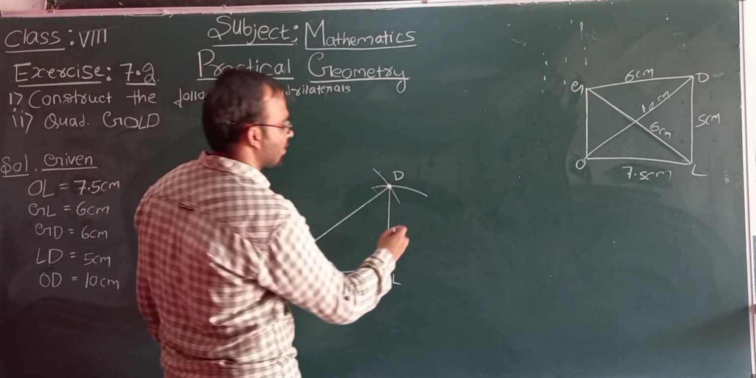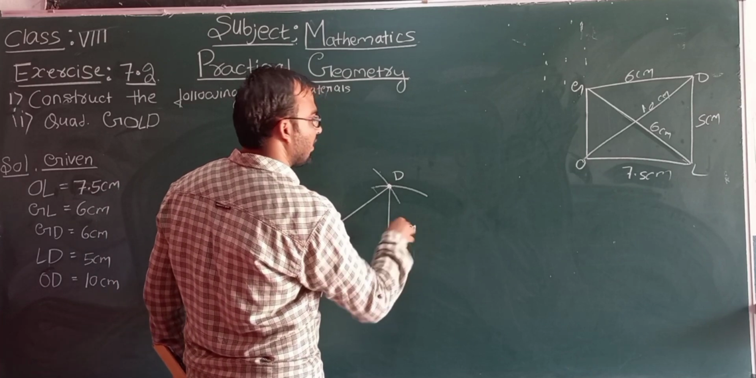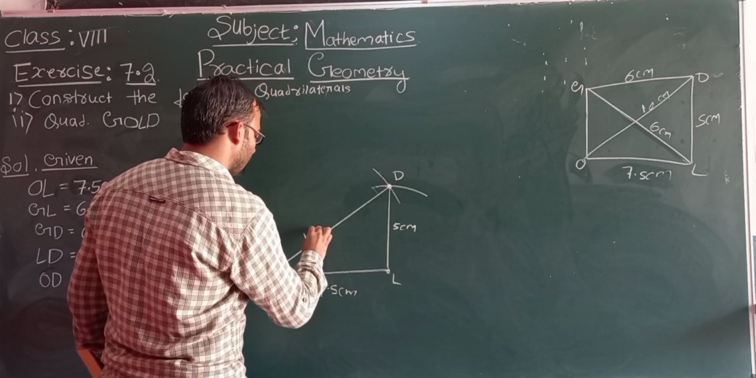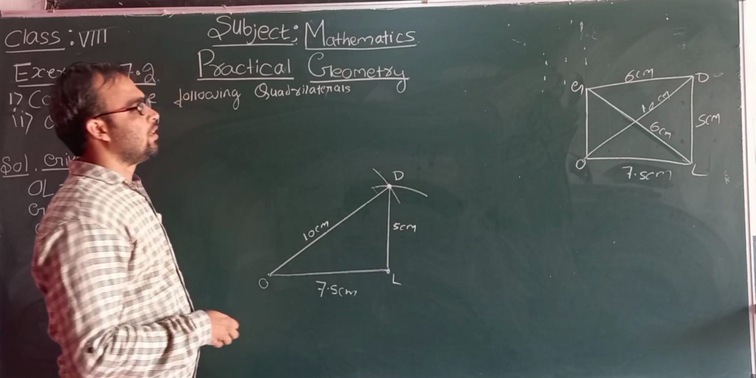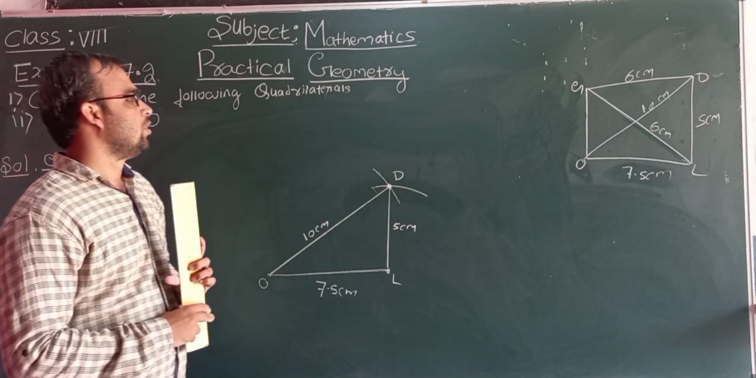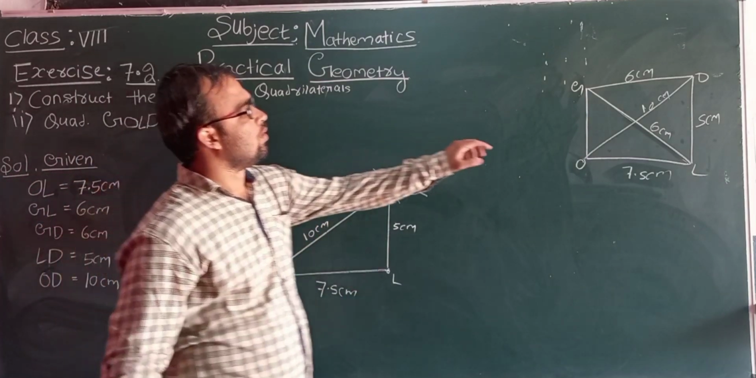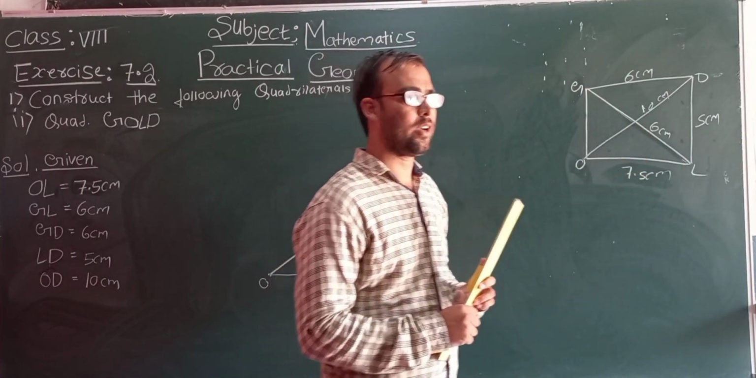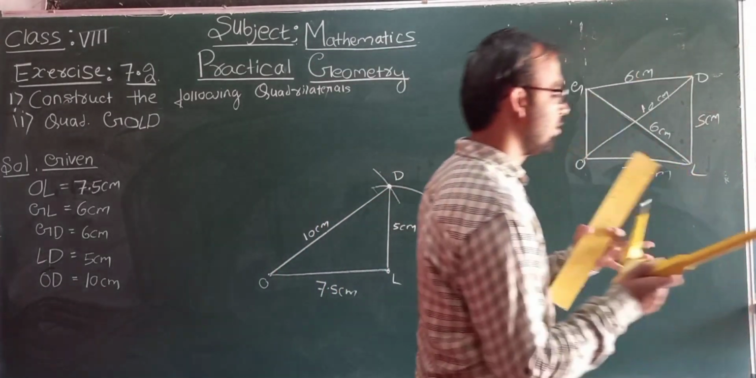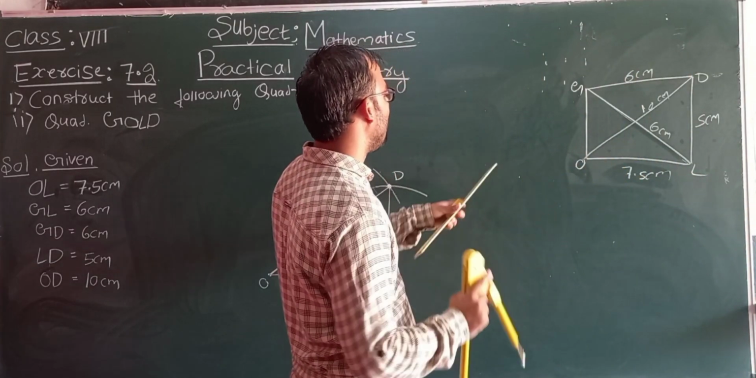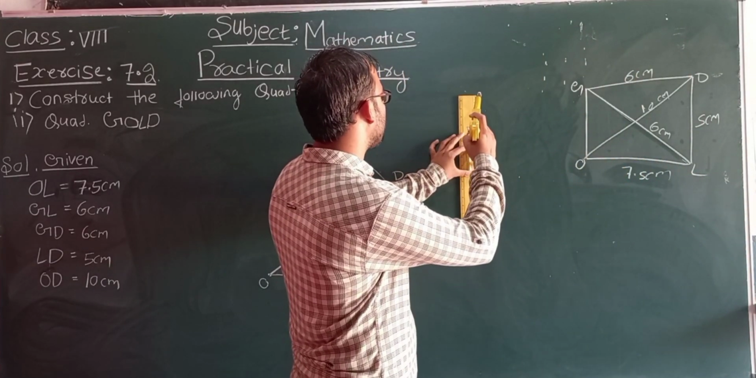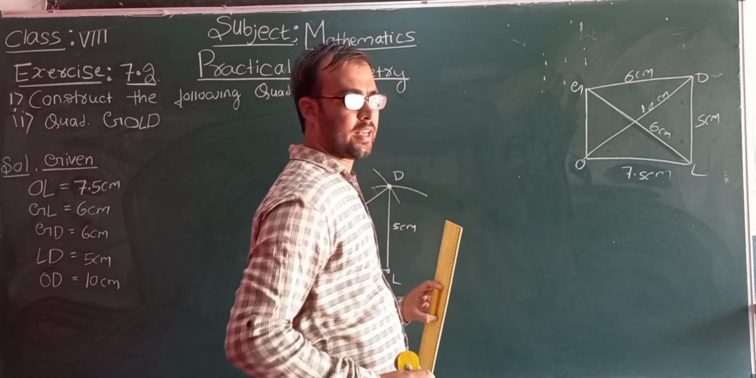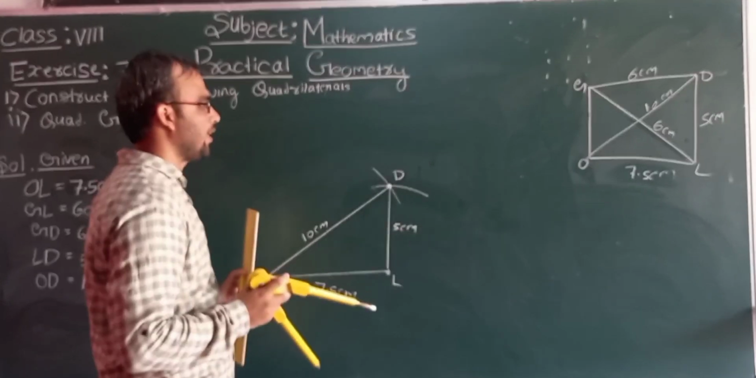Okay, so this is the side of 5 centimeter and this is of 10 centimeter. Now what's the next thing, students? Look here. Now we need to draw the diagonal GL of 6 centimeter. Next, take a scale and set the compass to 6 centimeter.